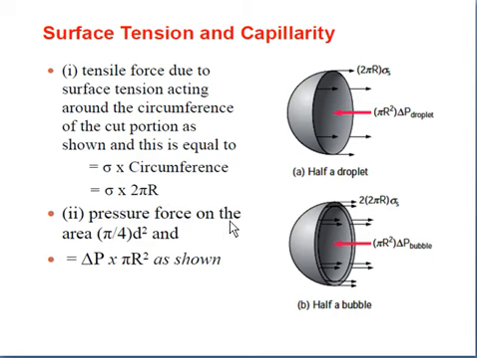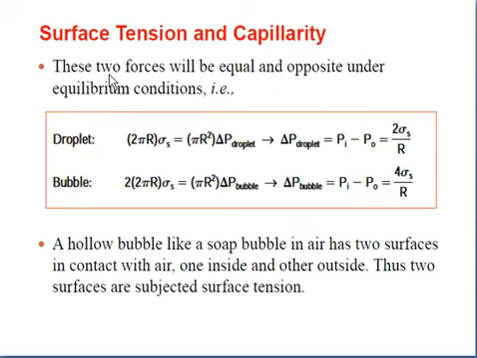Pressure force on the area pi by 4 d square is equal to dp into pi r square, meaning pressure intensity into area. Okay, the pressure force on the area is equal to intensity of pressure into area. Next, these two forces will be equal and opposite under the equilibrium conditions.